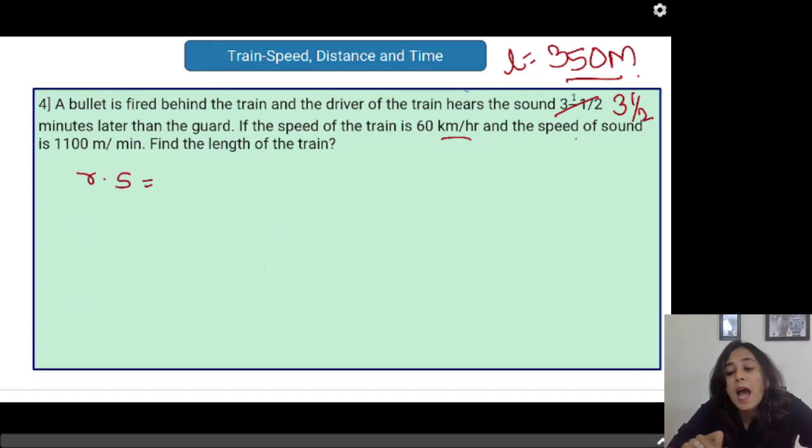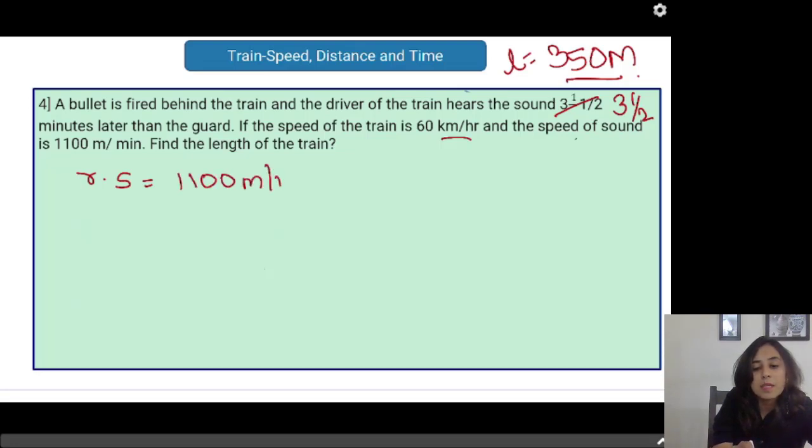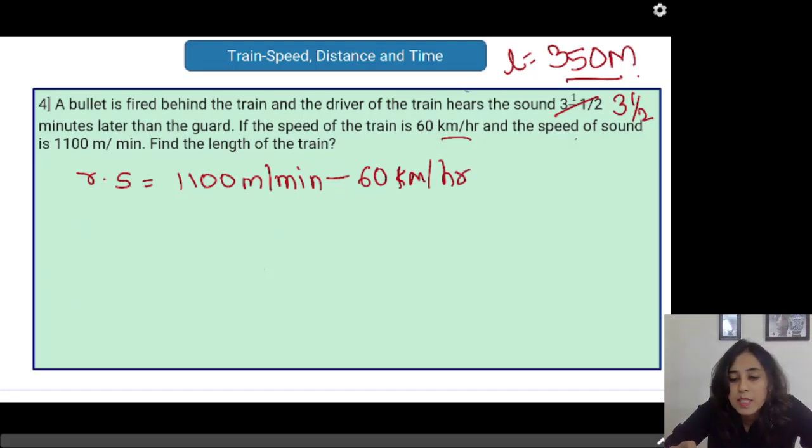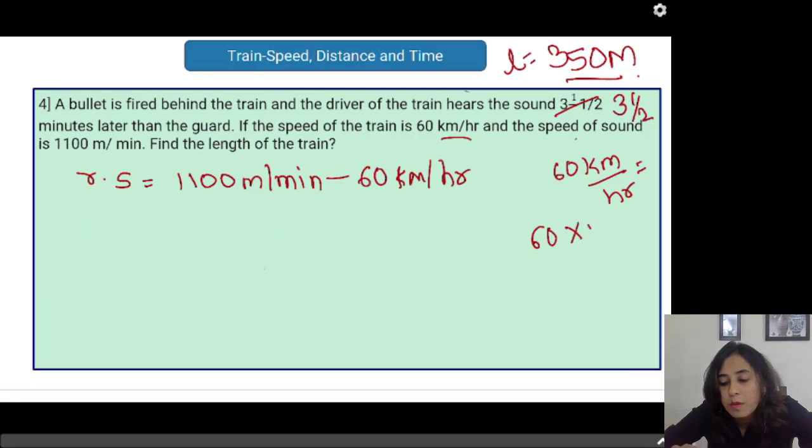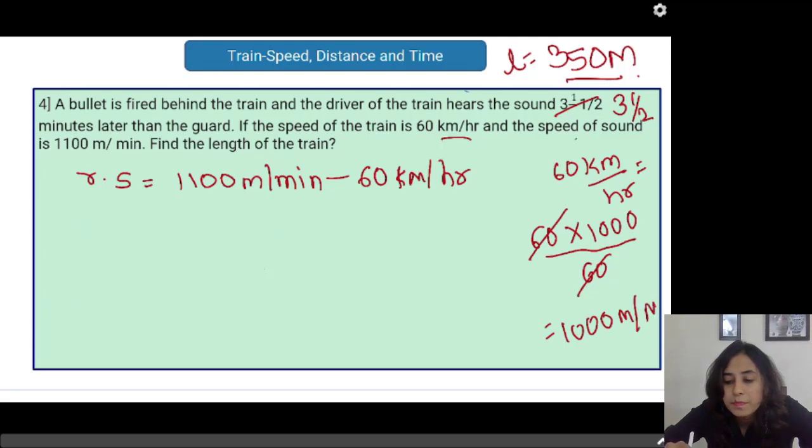Now the train and the sound, they are traveling in the same direction. So the relative speed is the difference between the two speeds. So I have 1100 meters per minute minus 60 kilometers per hour. Let me first convert this 60 kilometers per hour into meters per minute. So for converting, I have to multiply this by 1000 and divide it by 60. So this comes out as 1000 meters per minute, right?